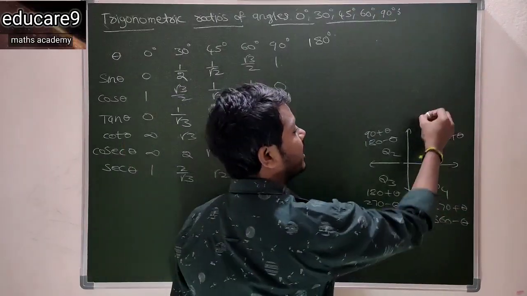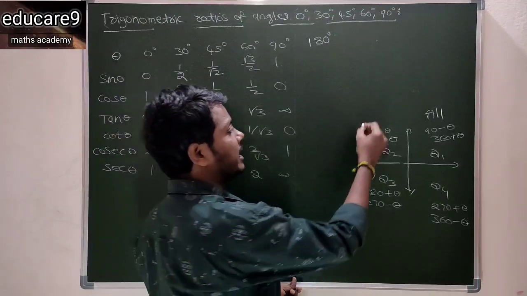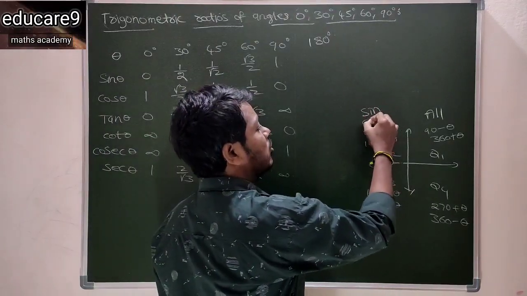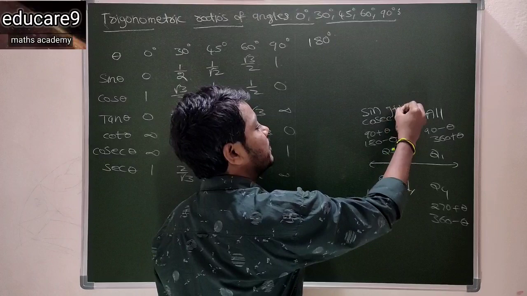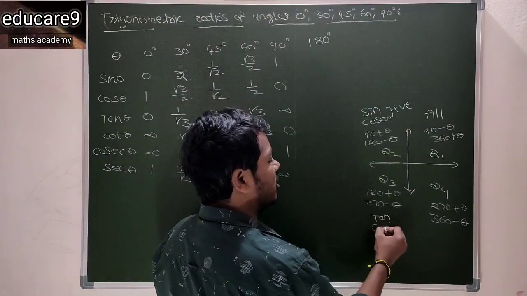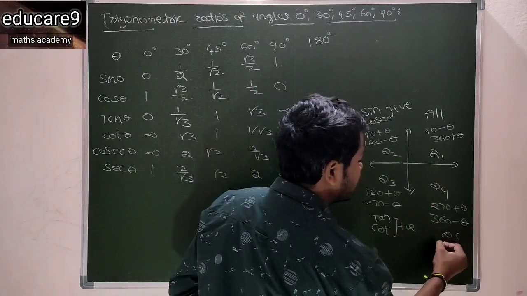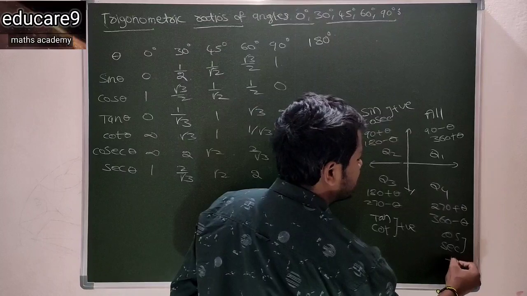In the first quadrant all trigonometric ratios are positive. In the second quadrant sin and cosec are positive. In the third quadrant tan and cot are positive. In the fourth quadrant cos and sec are positive.